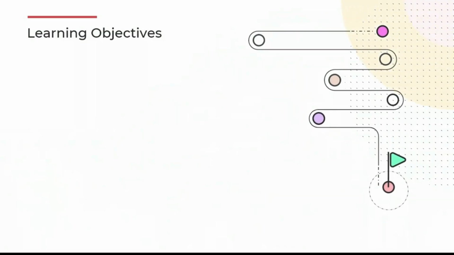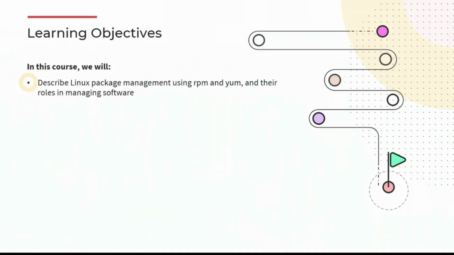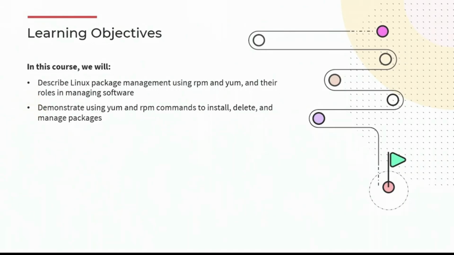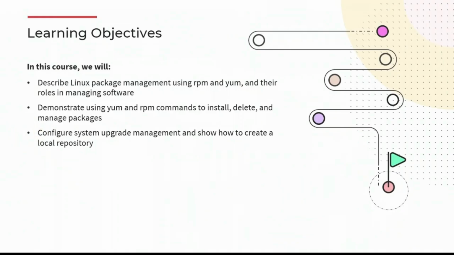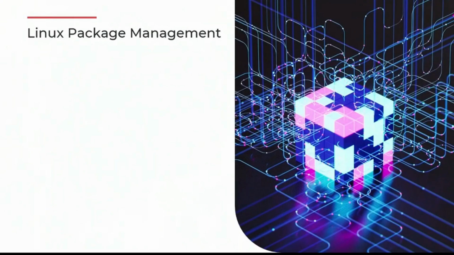From installing and updating packages to resolving dependency issues, understanding package management is critical for maintaining a secure, functional, and efficient Linux environment. In this course, we will describe Linux package management using RPM and yum and their roles in managing software. We will demonstrate using yum and RPM commands to install, delete, and manage packages. Then, we will configure system upgrade management and show how to create a local repository. In this video, we will discuss Linux package management using RPM and yum.